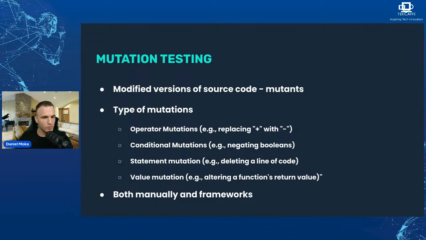You can have statement mutations, where you delete a line of code, for example. And finally, we can have value mutations, where you, for example, alter a function's return value. For example, if it returns a string, you change it to null, for example in C# where a string can be null. Or if it returns 10, you change it to return 5.